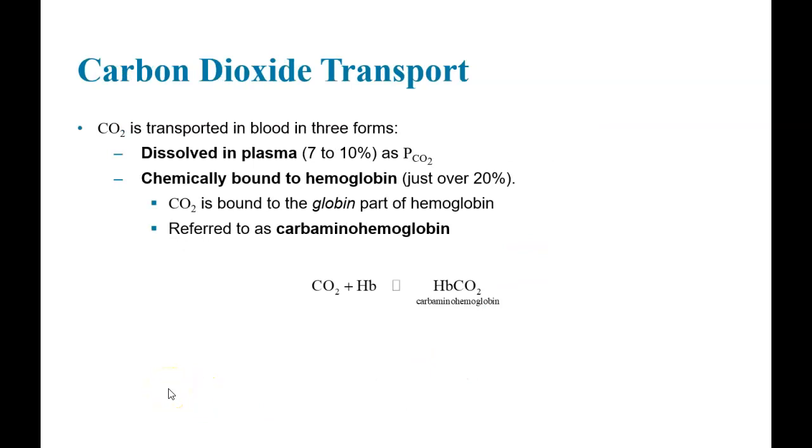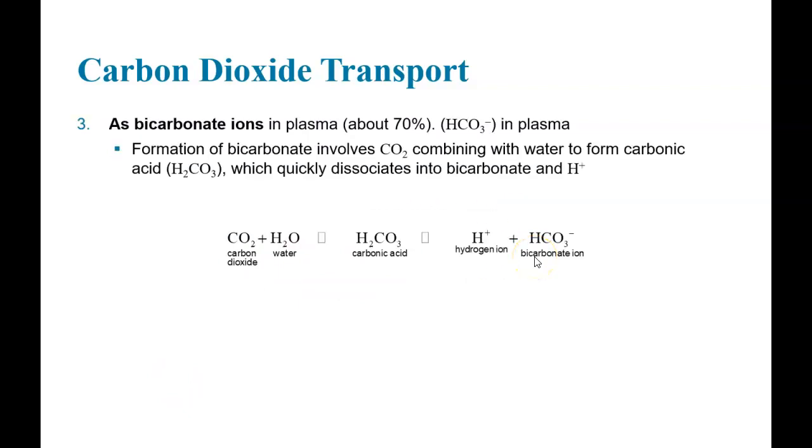Carbon dioxide is transported in blood in three forms. It's dissolved in plasma, and it's chemically bound to hemoglobin. When it's bound to hemoglobin, it forms a structure called carbaminohemoglobin. But the vast majority of the carbon dioxide is transported as bicarbonate ions in the plasma. The formation of bicarbonate involves the carbon dioxide combining with water to form carbonic acid, and this dissociates into bicarbonate and hydrogen ions.